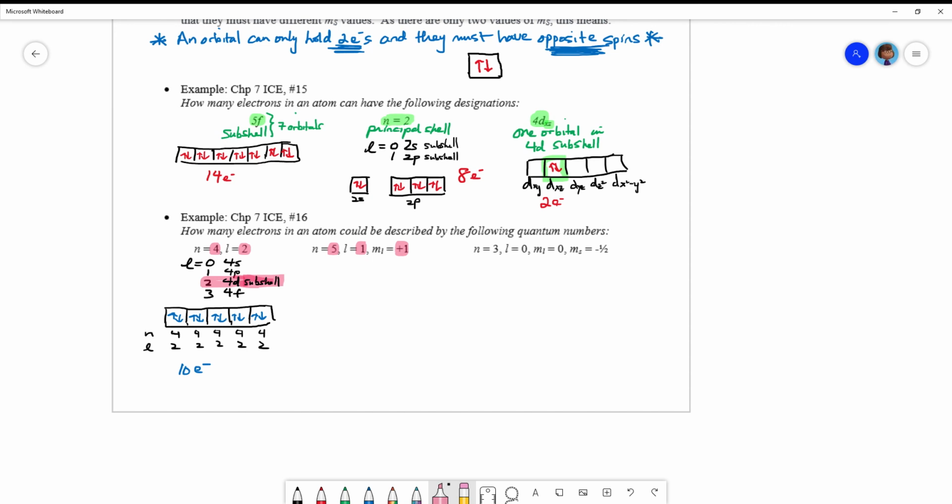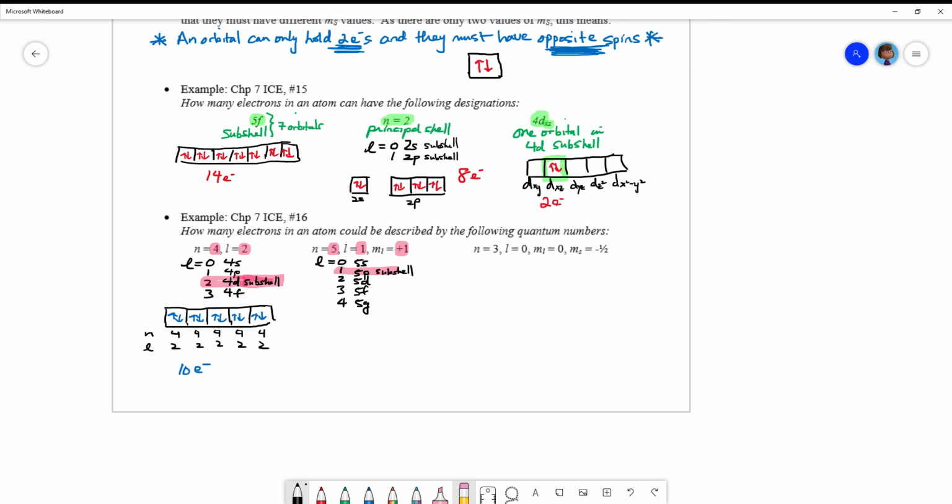So let's start with n equals 5. In n equals 5, we have l values of 0, 1, 2, 3, 4. In other words, it is possible for us to have a 5s subshell, a 5p subshell, a 5d subshell, a 5f subshell, and even a 5g subshell. But the only l value that matters here is l equal to 1. And so what are we looking at? Well, for starters, we're looking at a 5p subshell.